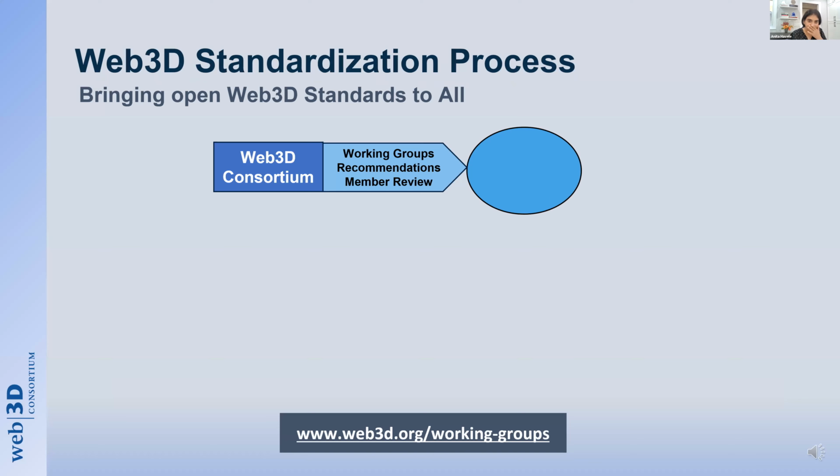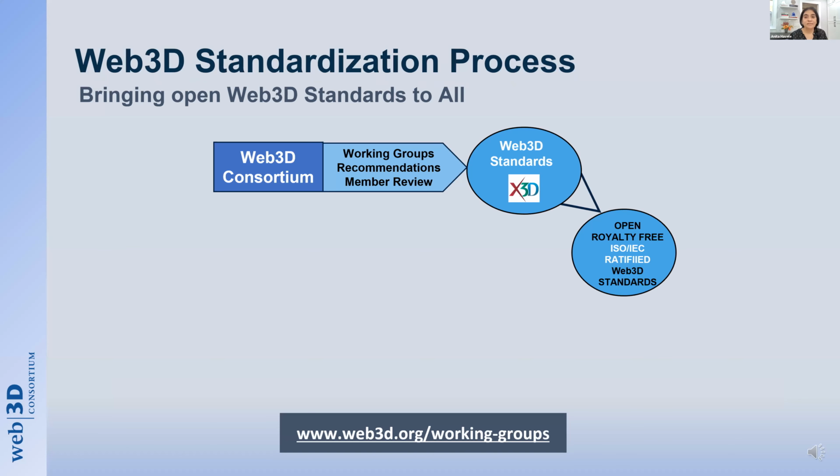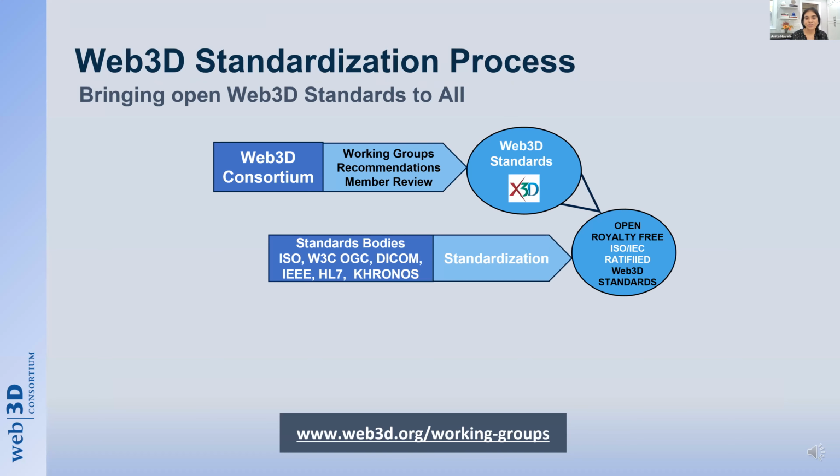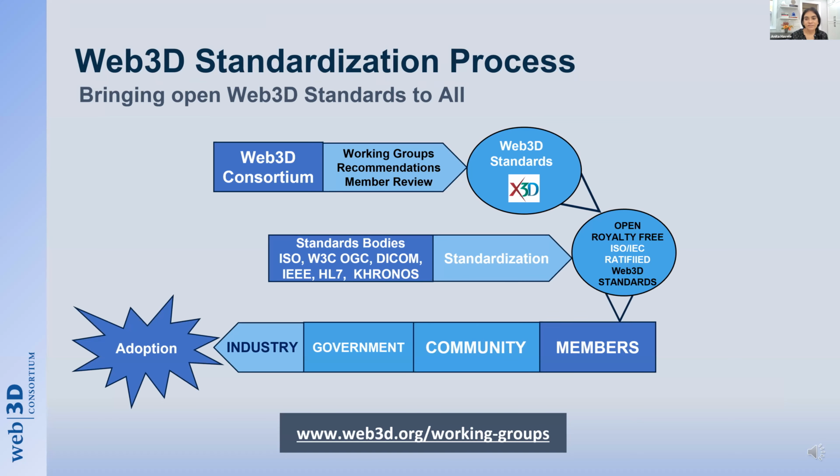So our standardization process is pretty straightforward. Our working groups work with the X3D working group, and then we go to ISO for ratification while working with other standards bodies. And when our standards are ready, our members get early access, then it goes to the government, the community, industry, and finally adoption.